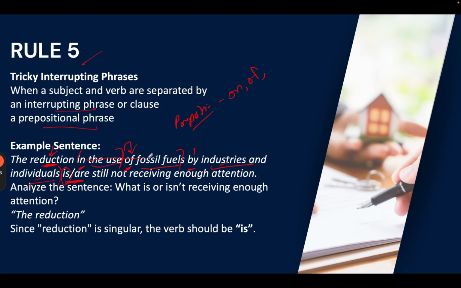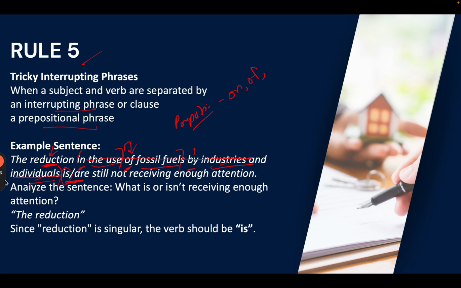So all of this information is nothing but extra or some interrupting phrase that's been used in between the subject and the verb pair. Right? So remember this rule, guys. Remove all the extra information, non-essential clauses, the prepositional phrases to know what the subject is.